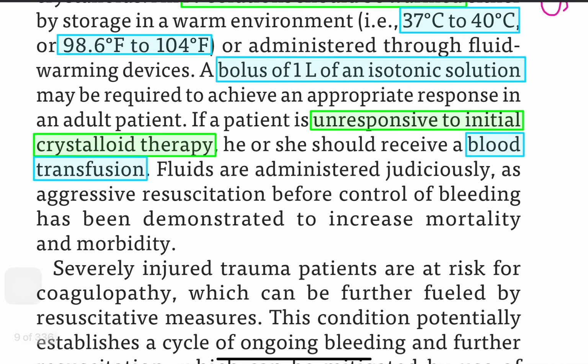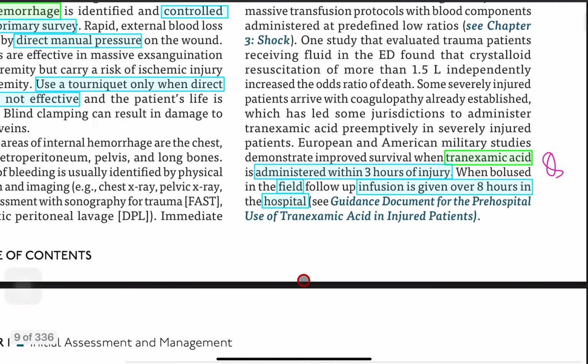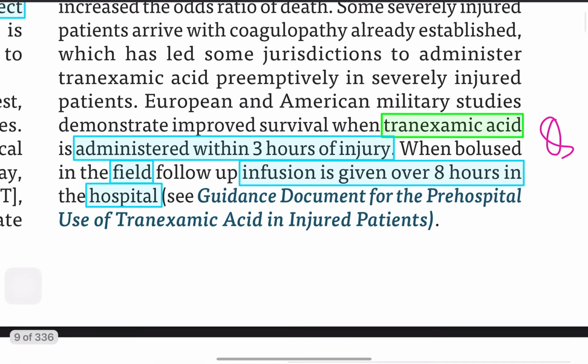If the patient is unresponsive to initial crystalloid therapy, then better to go for blood transfusion. Okay. And in trauma patient, tranexamic acid is administered within 3 hours of injury, in the field only. Okay. And when the patient reaches the hospital, it should be given as infusion over 8 hours. So for tranexamic acid, it is 3 hours and 8 hours. Bolus within 3 hours and infusion over 8 hours.